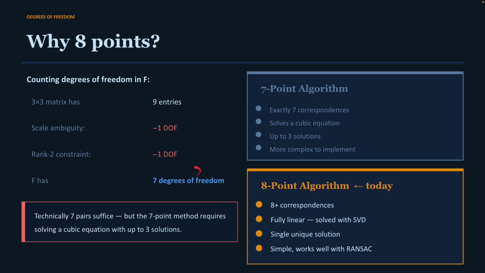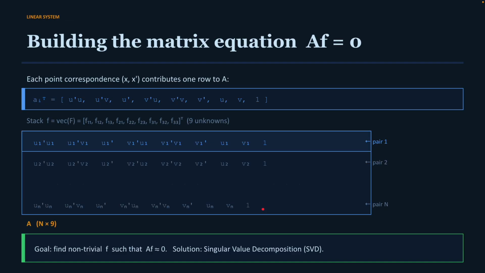Technically, 7 pairs would suffice, but the 7-point algorithm requires a cubic equation and up to 3 solutions. The 8-point algorithm uses 8 or more correspondences, and the system becomes fully linear. One SVD, one solution, and no ambiguity. It's simpler to implement and works well when combined with RANSAC.